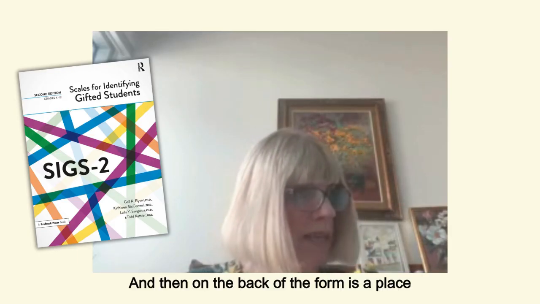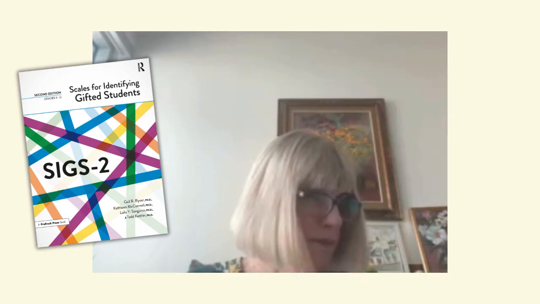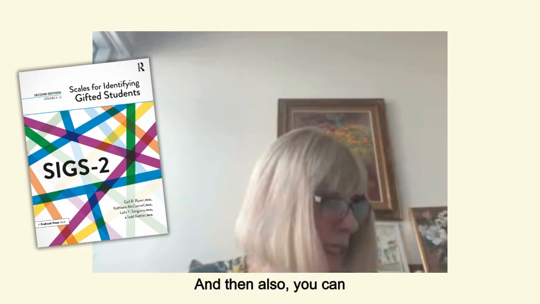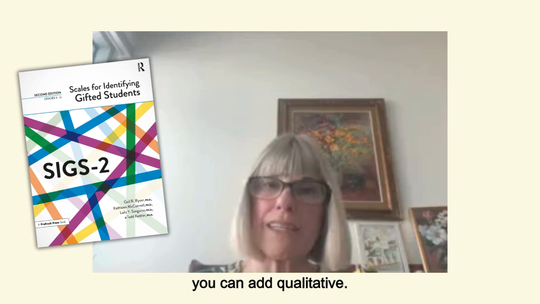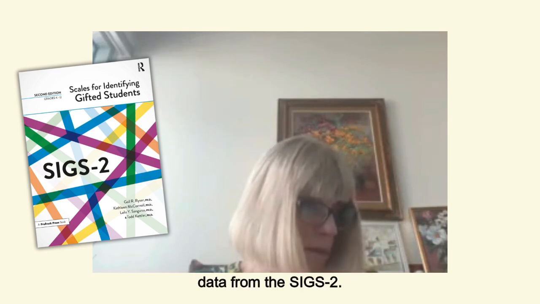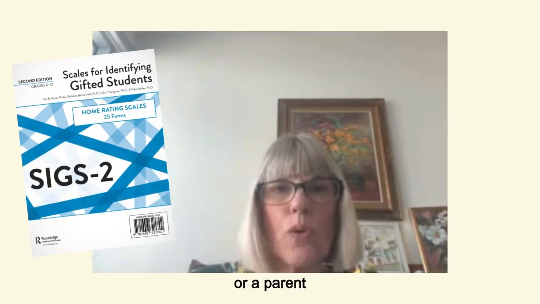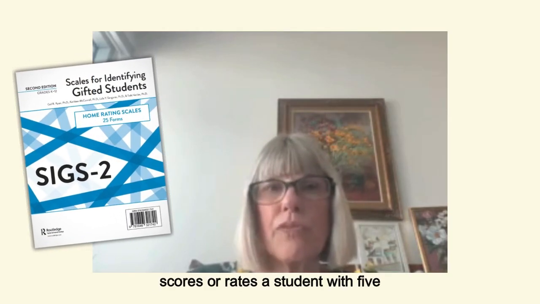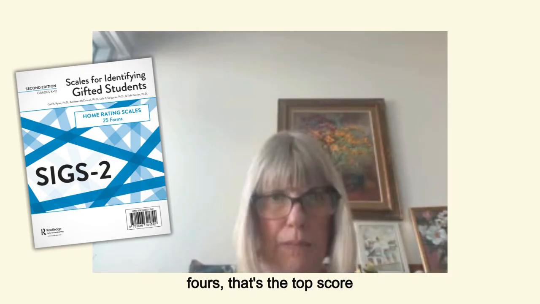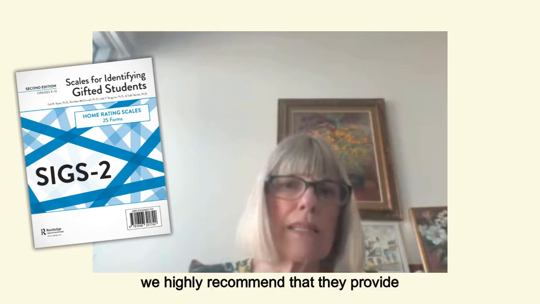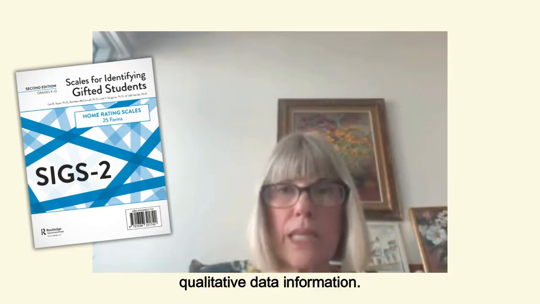And then on the back of the form is a place to put that information in again. And then also you can put other measures in and those scores. You can add qualitative data from the SIGS 2. One of the things that I forgot to say is if a teacher or a parent rates a student with 5 or more 4s, that's the top score on a scale, we highly recommend that they provide examples. And those examples could go into the qualitative data information.